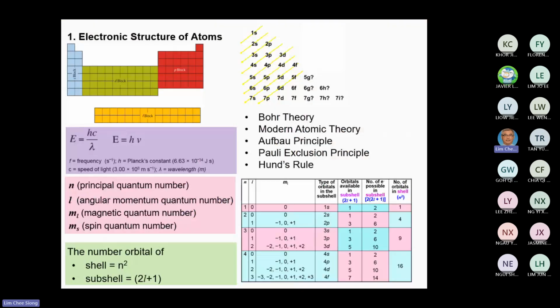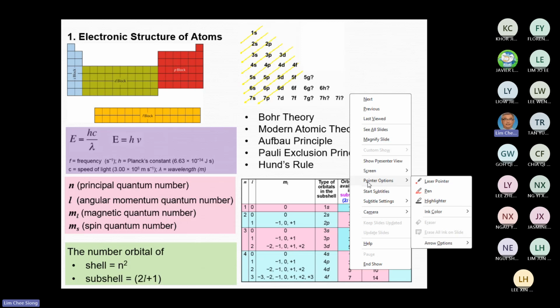Okay, starting with the part which you actually find quite confusing, which is the N, L, ML, and the MS value. So today we go further. I give you more examples and how to answer them.